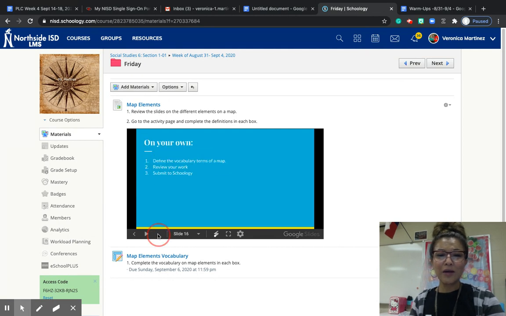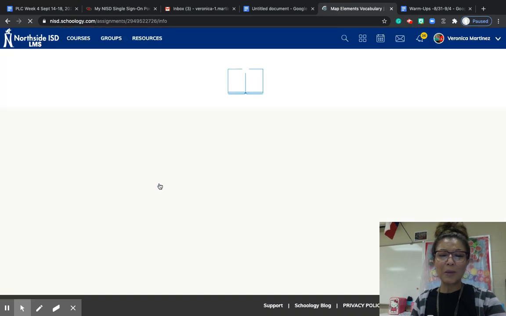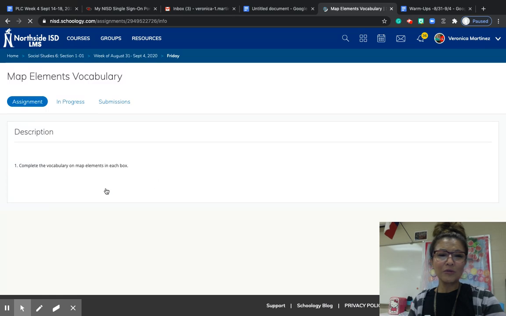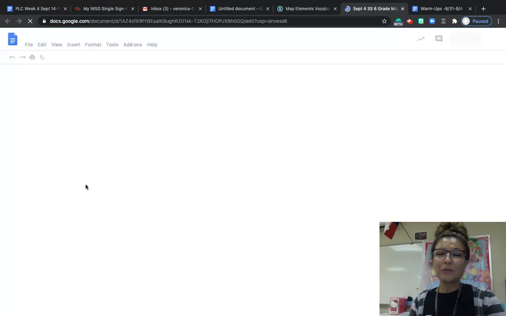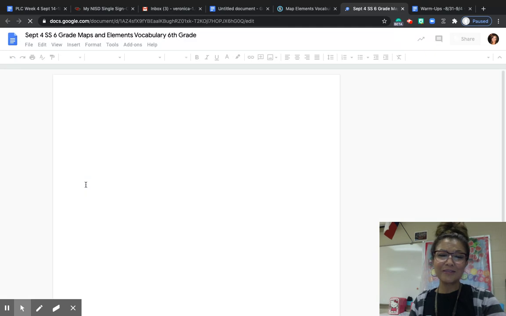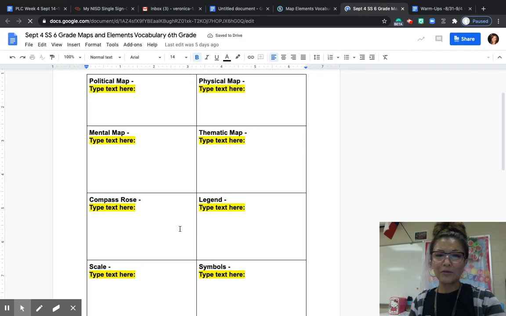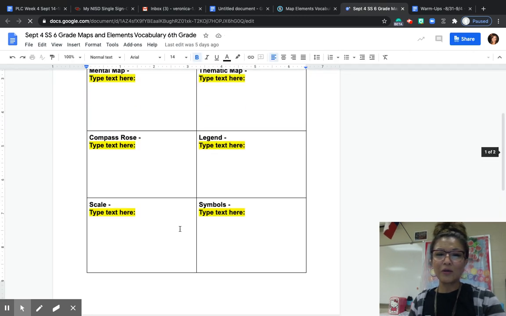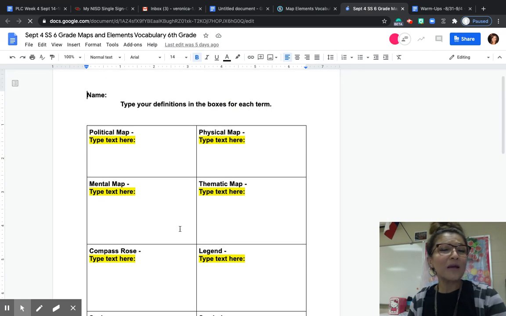All right, so you're going to have a little review. Then you're going to go ahead and go into your map elements vocabulary assignment. You're going to use the information that we just went over, plus the notes that you take in class, and you are going to define the vocabulary on here. Now, your political map, physical map, thematic map, and mental map, you can find that in the assignment from yesterday.